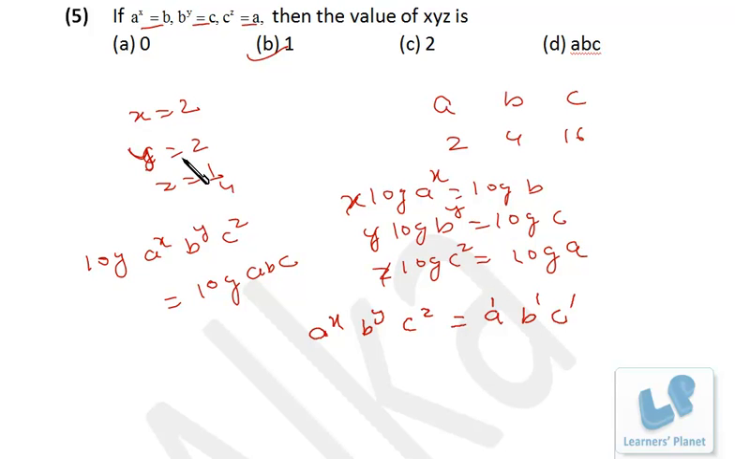So you can take the method according to your choice, but you need to be clear with both the methods, right?